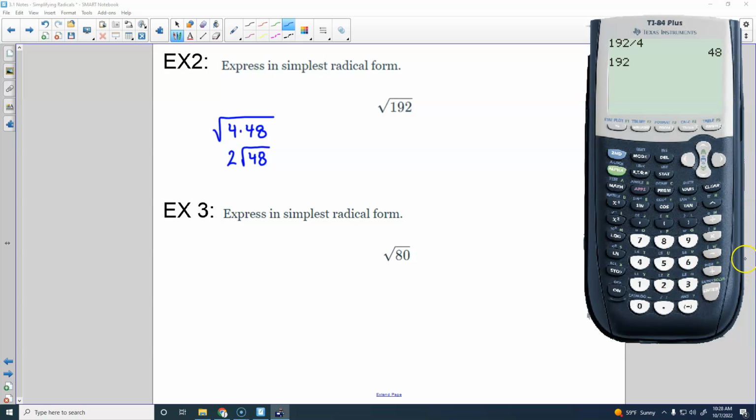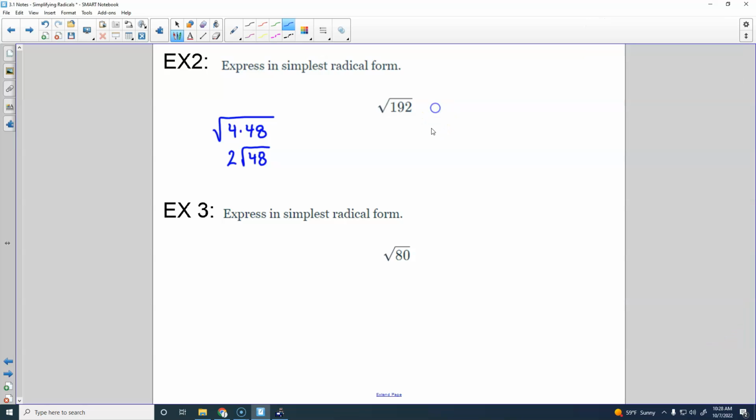100 is not going to go into it. I don't think 81 will. 64 might. Yes, 64 goes into this. So if you use 64 right off the bat, 64 times 3, what is the square root of 64? It is 8, and then the 3 just has to stay underneath the square root.